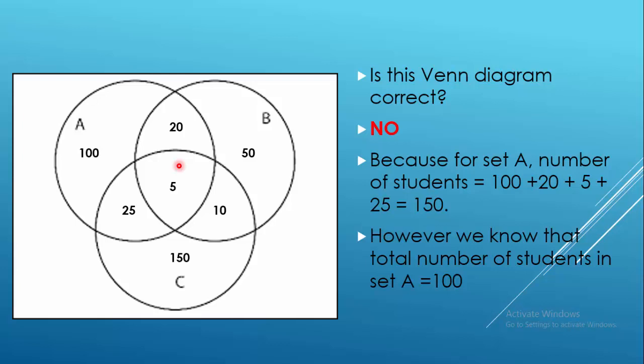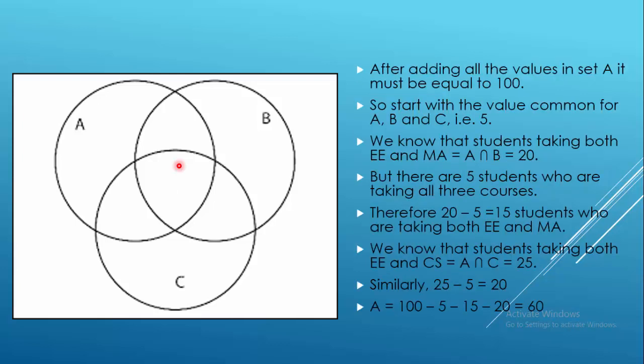So how do we write the numbers in the Venn diagram? First of all, we write the very first value, which is common between A, B and C, that is 5. This 5 is common for all A, B and C. These 5 students are enrolled in all these 3 classes, A, B and C.